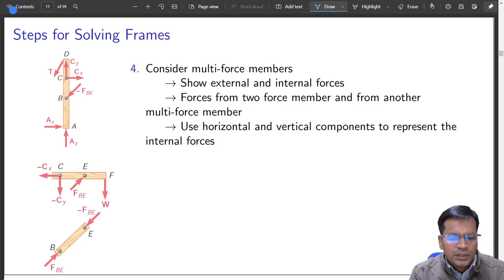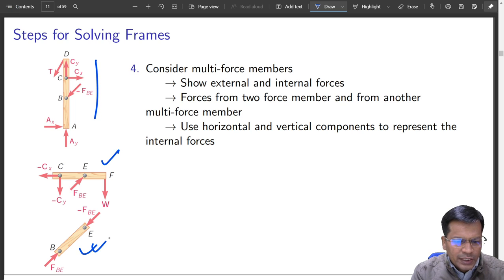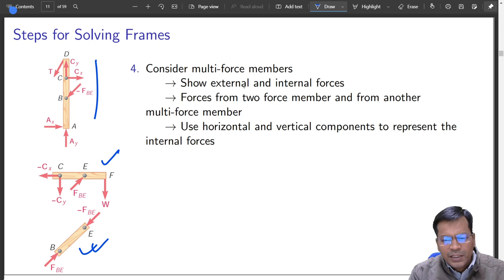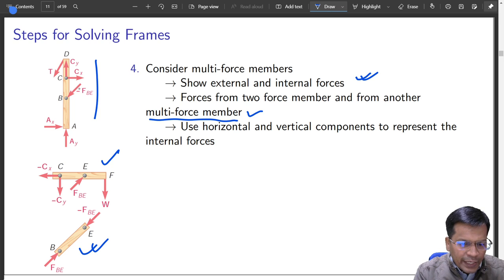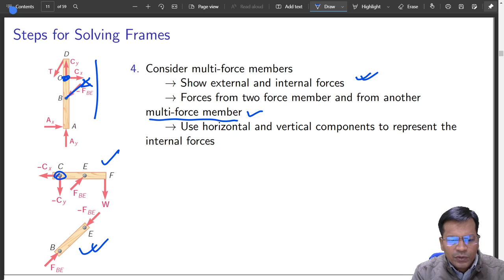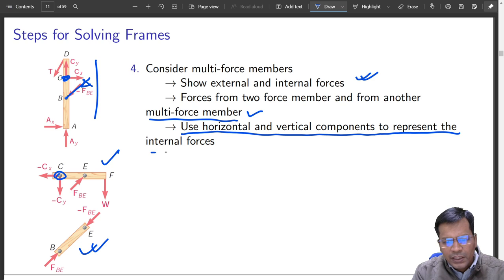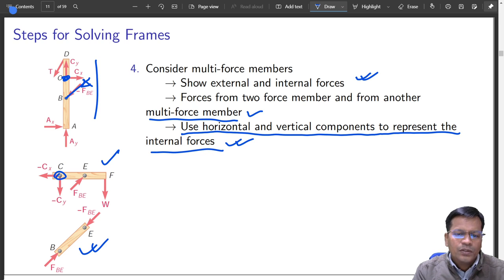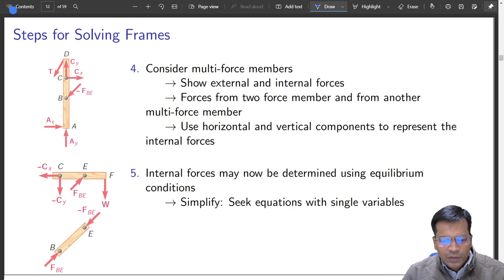Using that, you now start with a multiple force member like this one or this one. This you have already considered earlier. So now external and internal forces, you show them all. Forces from the two force member and the other multi-force member are also shown. So forces that act on it due to the two force member and the other member like this that is acting at this are all shown. So all the individual forces are shown. Use horizontal and vertical components to represent the internal forces. Got it? So this is how we'll attempt. We'll see through an example again.